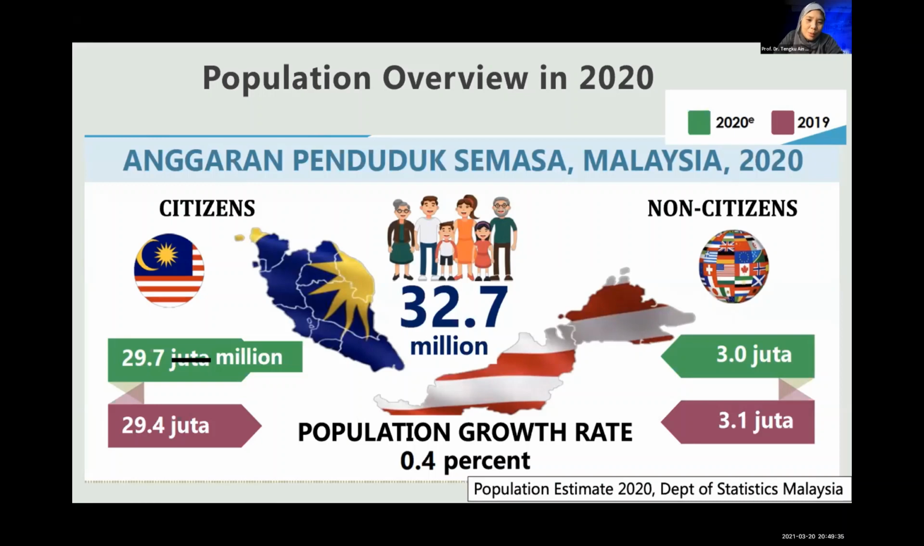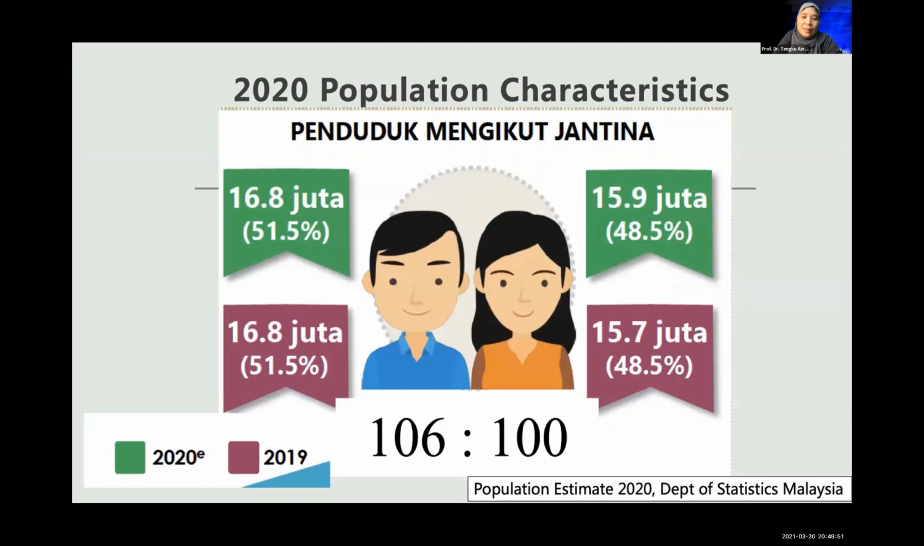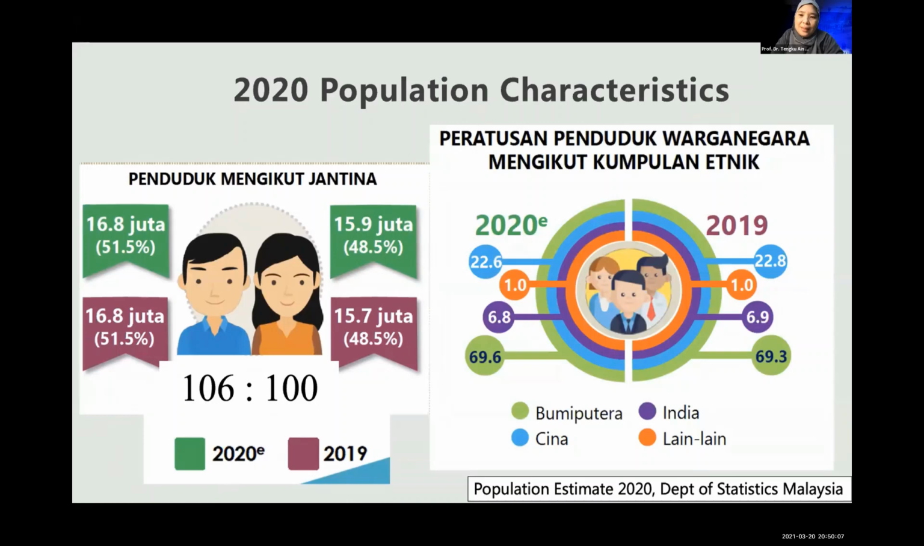But the one in green is 2020 estimates, and the one in maroon is 2019 estimates. We don't have a very high population growth rate at the moment. It's only 0.4%. And this is the population characteristics. We've got almost equally distributed males and females. For every 100 females, there's 106 males. That's about the same in 2020 and 2019. We are a multi-racial and multi-ethnic population.